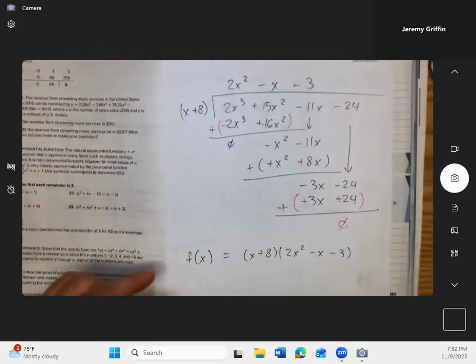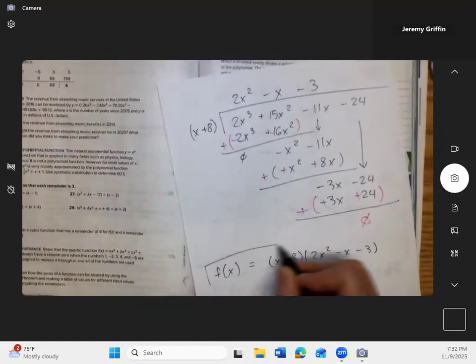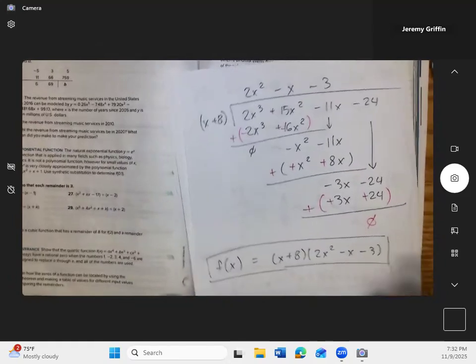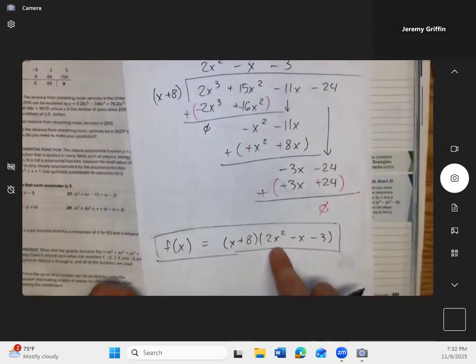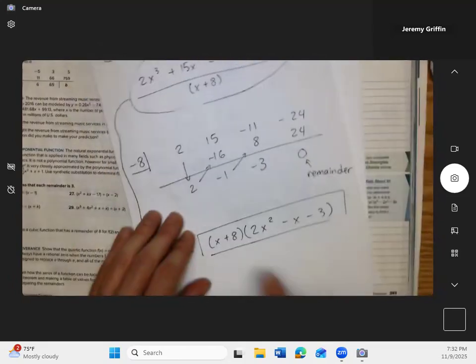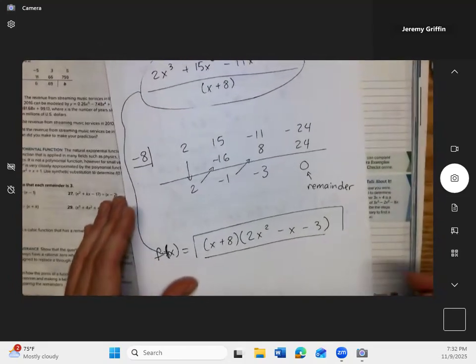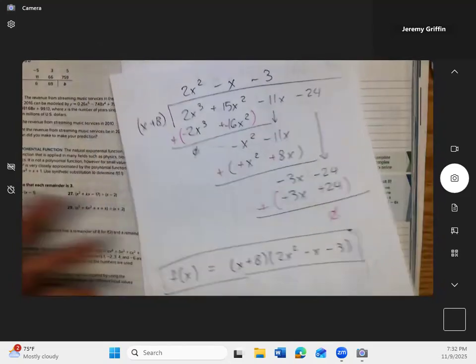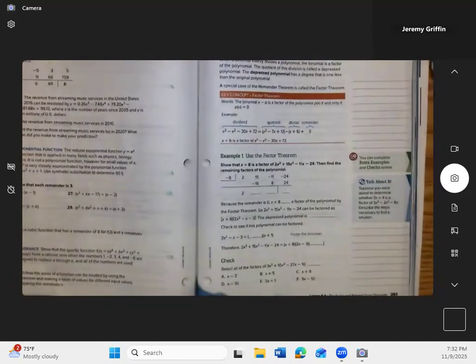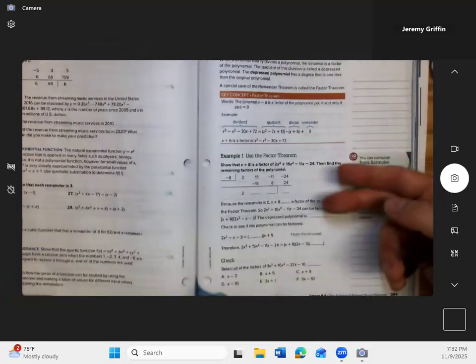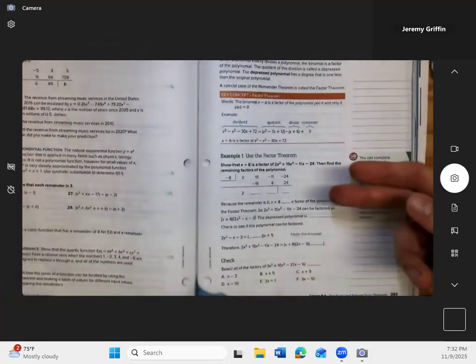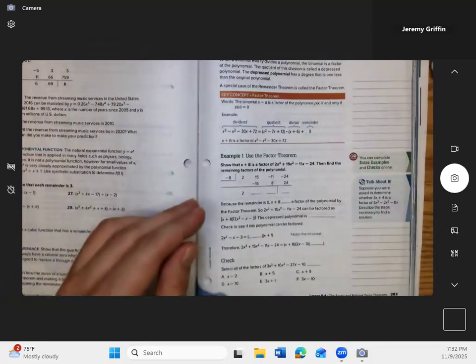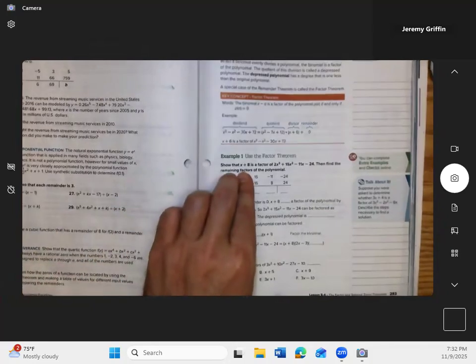Oh, also, I did do this with synthetic division. So did I get the same thing with synthetic division? x plus 8, 2x squared minus x minus 3. Yeah, it's the same thing. Here's synthetic division, there's long division. Same thing. That's good. So if you divide a polynomial by a binomial, and you get a remainder of 0, then you know that you found a perfect factor. Yeah, that's about it.